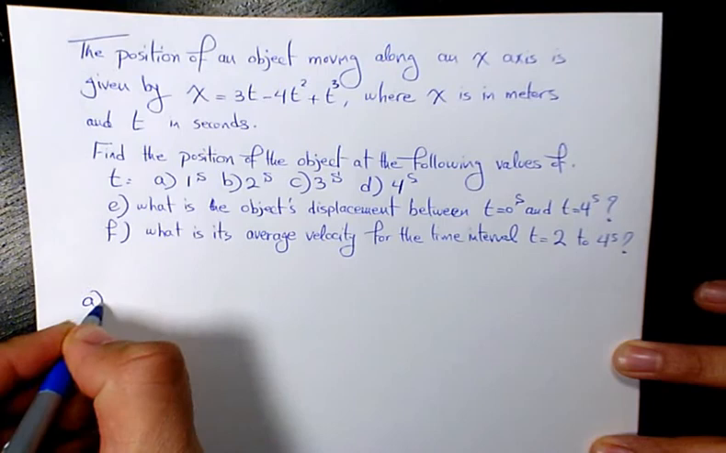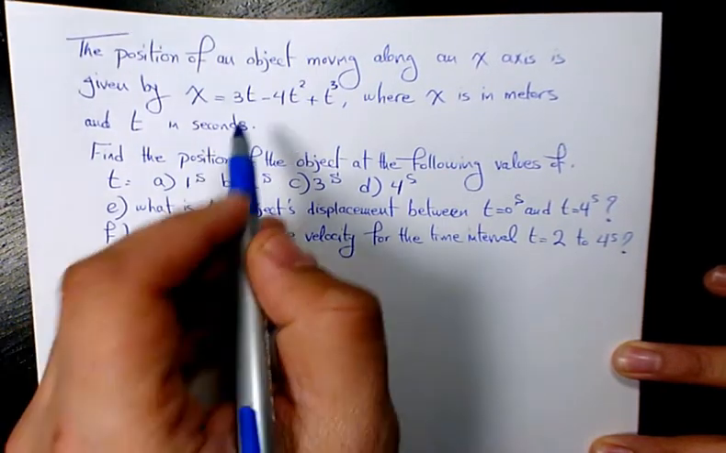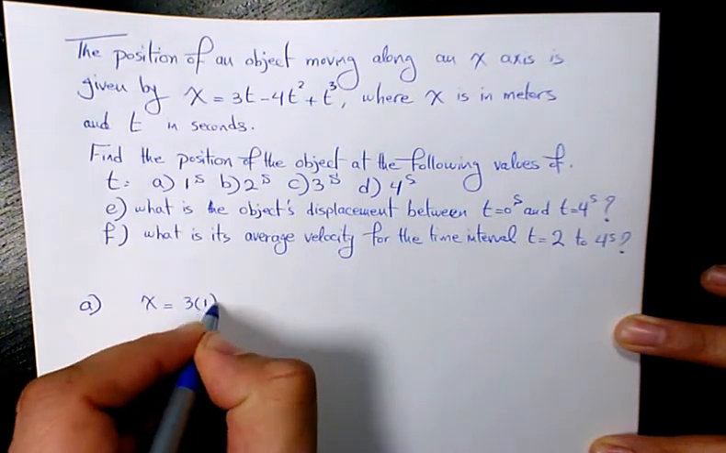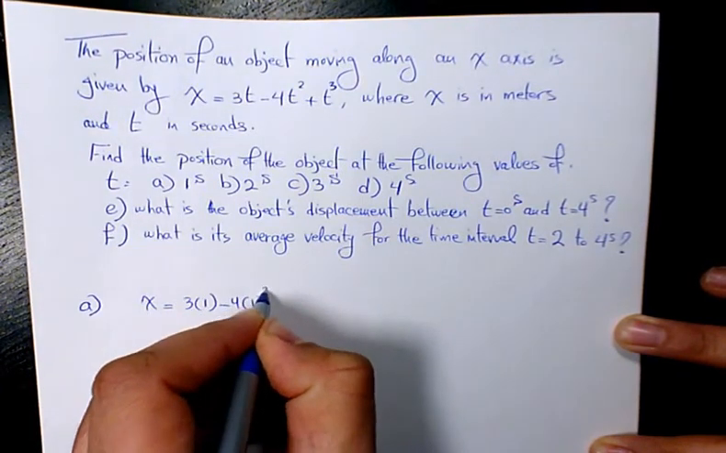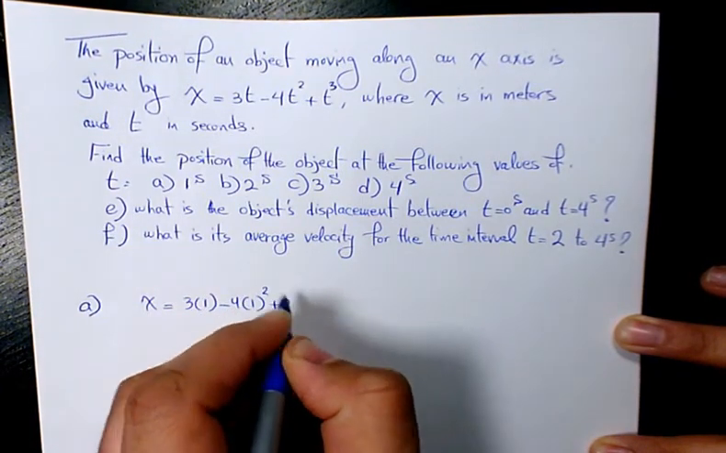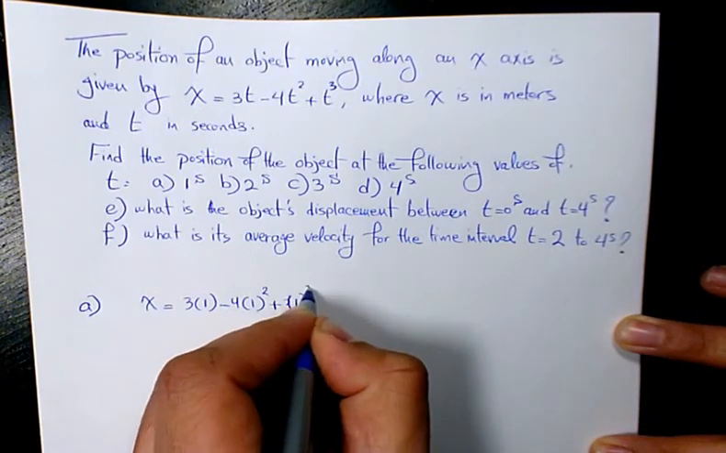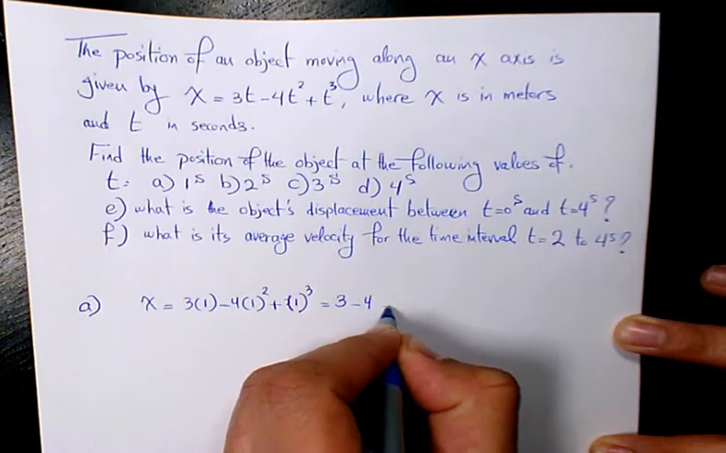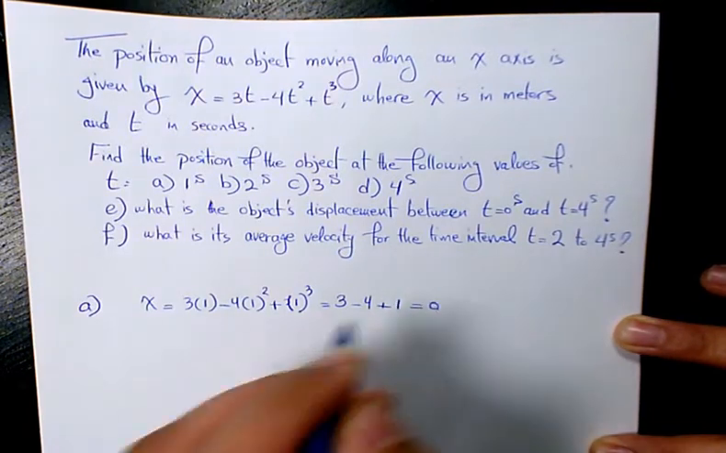Part E is asking what is the object's displacement between t equals 0 and t equals 4. And F is asking what is its average velocity for the time interval t equals 2 to t equals 4. So let's start with part A. For finding the position, we just need to put this 1 in the equation. So it's x equals 3 times 1 minus 4 times 1 squared plus 1 to the power of 3, which is 3 minus 4 plus 1. That's going to be 0.